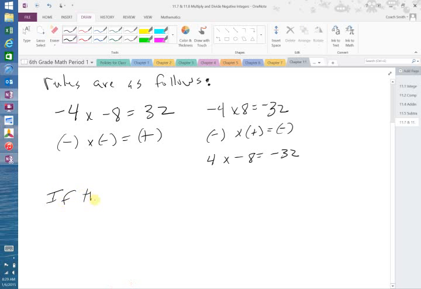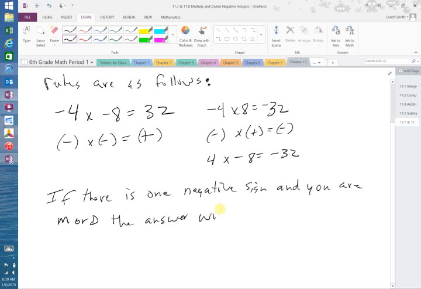if there is one negative sign and you are multiplying or dividing, the answer will be negative every time. Doesn't matter. One negative equals a negative. Okay?